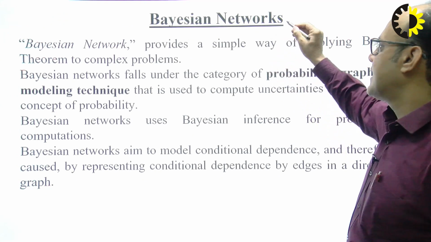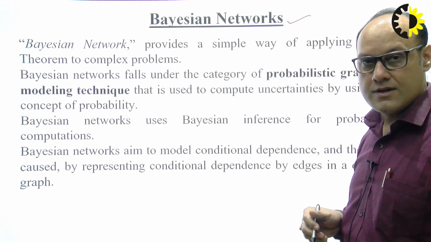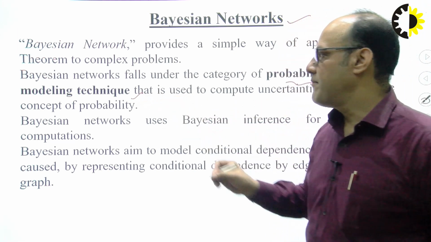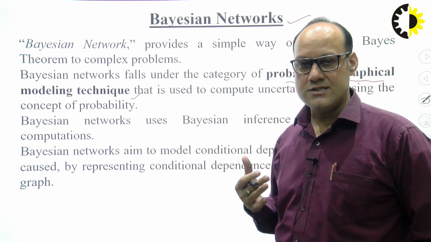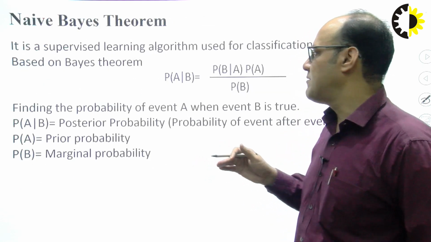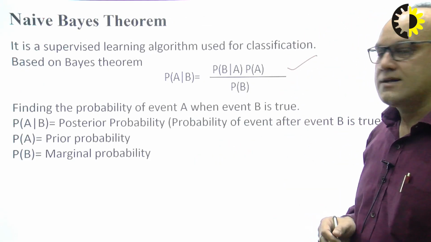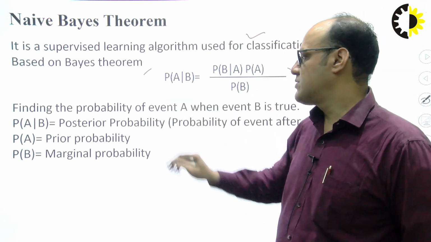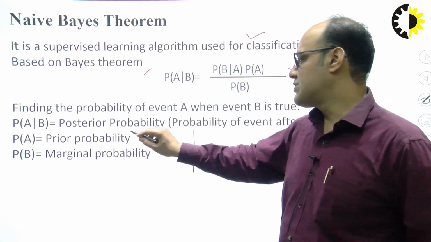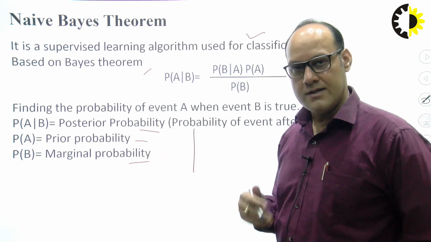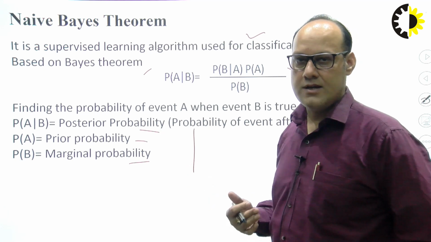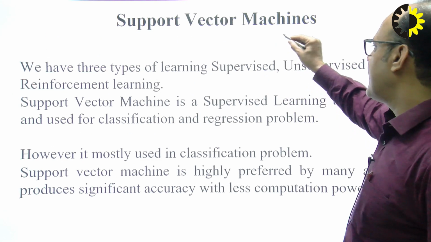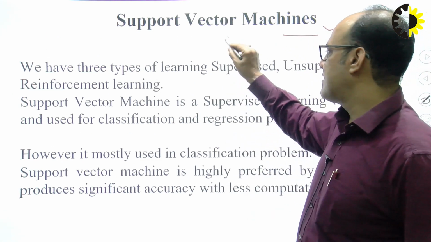Next is Bayesian network. This type of network is used in probabilistic graphical modeling. Probability means you all have studied the concept of Bayes theorem. That Bayes theorem concept is implemented here. This is the Bayes theorem. It is a supervised learning algorithm used for classification that is based on Bayes theorem. These are the posterior probability, prior probability, and marginal probability, that again I will discuss in the coming lectures in detail.